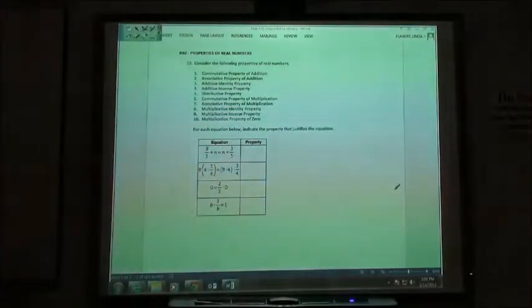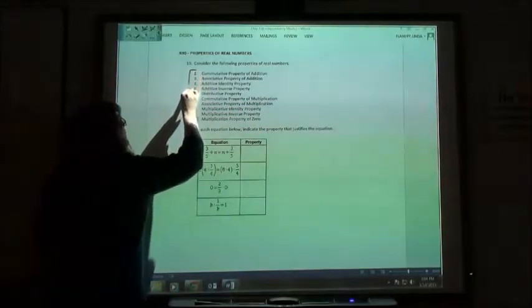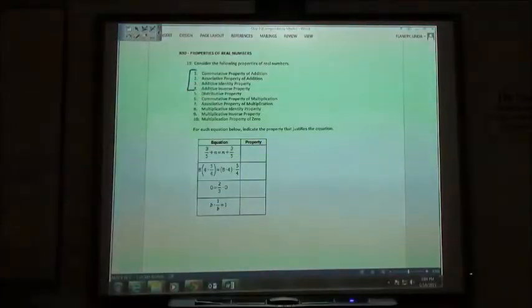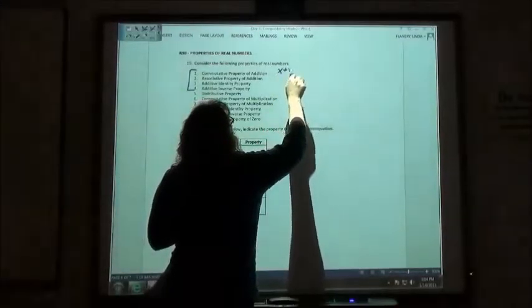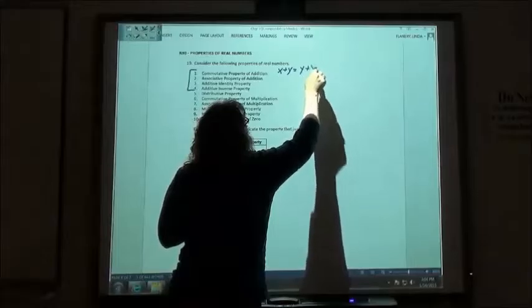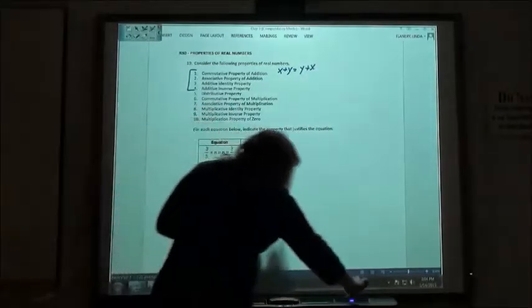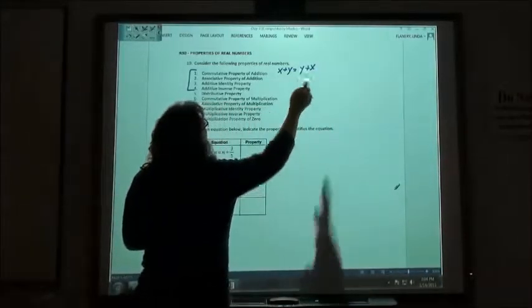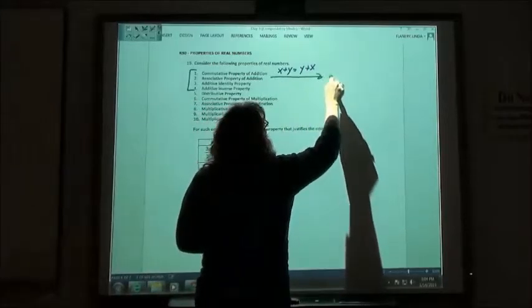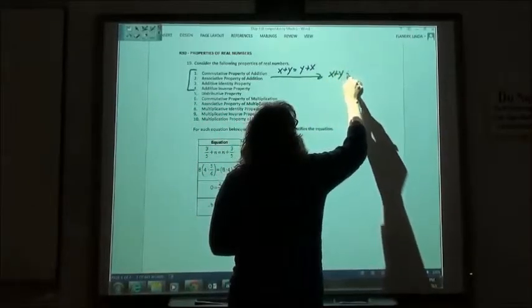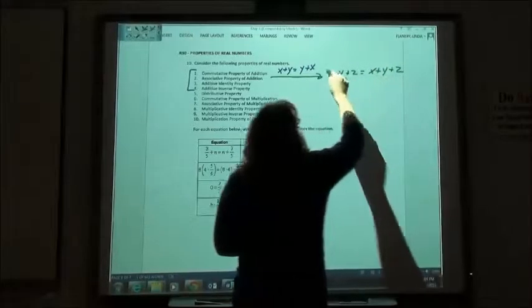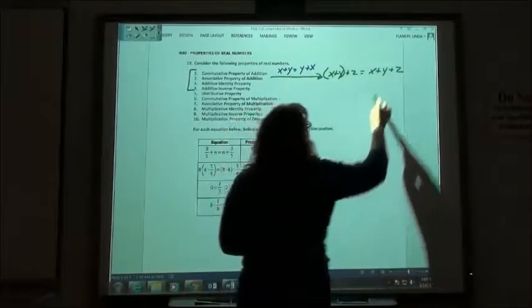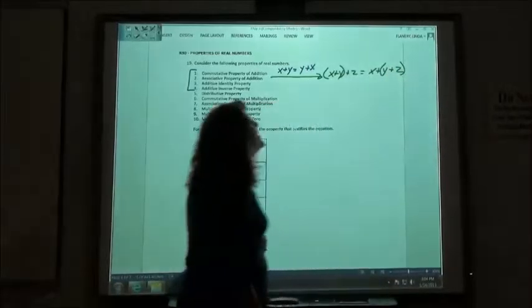Properties of real numbers. Now these first four properties are the first four that we did on the previous page. We had the commutative property of addition, where we said x plus y equals y plus x, and we switched the order. We had our associative property of addition, where we said (x plus y) plus z equals x plus (y plus z). On one we had parentheses around the first two, and on the other we had parentheses around the second two.